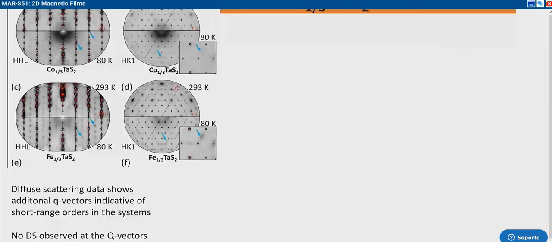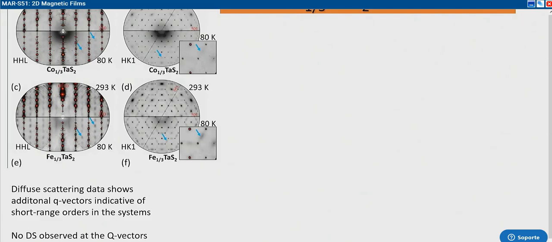Okay, so our colleagues had additional data that I will not have time to discuss in detail, but this is X-ray diffraction diffuse scattering data. So the brighter spots are Bragg peaks, but apart from the Bragg peaks, what they see is additional diffuse signal. So that often means some kind of short-range order correlations in the system.